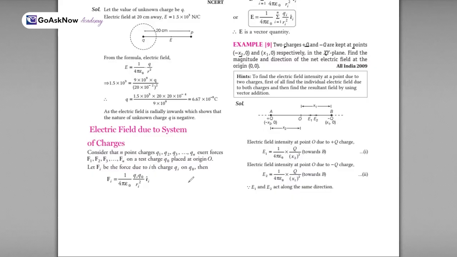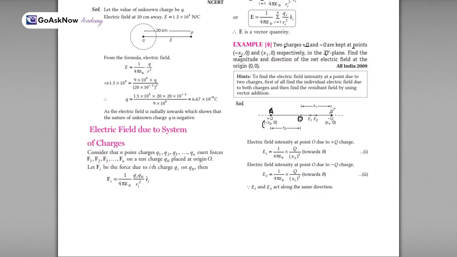Okay. So here you can see in the figure that at point A the charge plus q is kept, at point minus x2 comma 0, and this point is the origin. Here E1 and E2 are the directions, which I will tell you right now. Please just focus here that the charge minus q is kept at x1 comma 0.